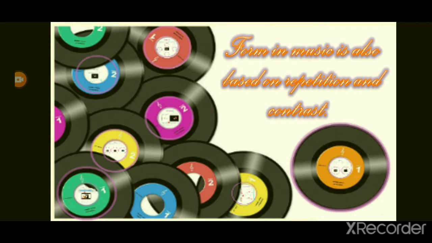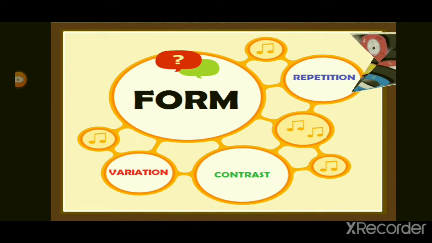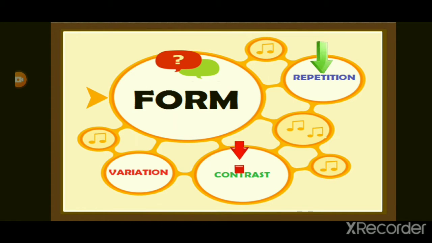Form in music is also based on repetition and contrast. This is where phrases combine to create parts or sections. The manner in which the sections of the song are repeated or continued creates form. In music, well-balanced forms are achieved through repetition, variance, and contrast. And these are the forms: the form of contrast, the form of repetition, and the form of variation.